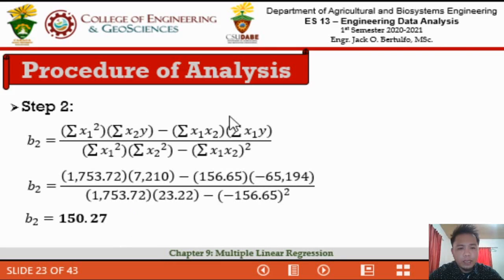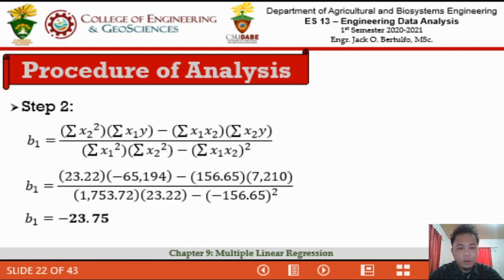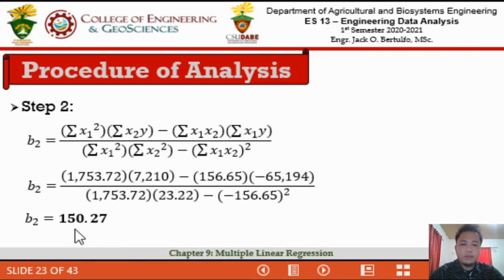So I express again, or you can substitute directly the value of negative 23.75 in order to solve for beta 2. I want to show off, joke. So I express the equation again into beta 2. Then I solve that beta 2 is 150.27. Okay, so I now have the two coefficients for the independent variables. This is for x1, negative 23.75, then 150.27 for x2.